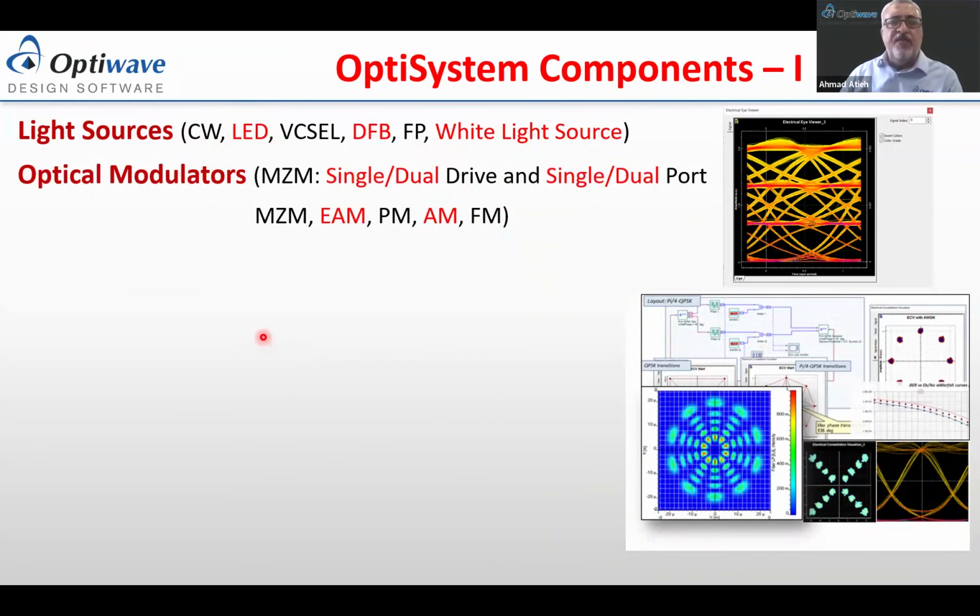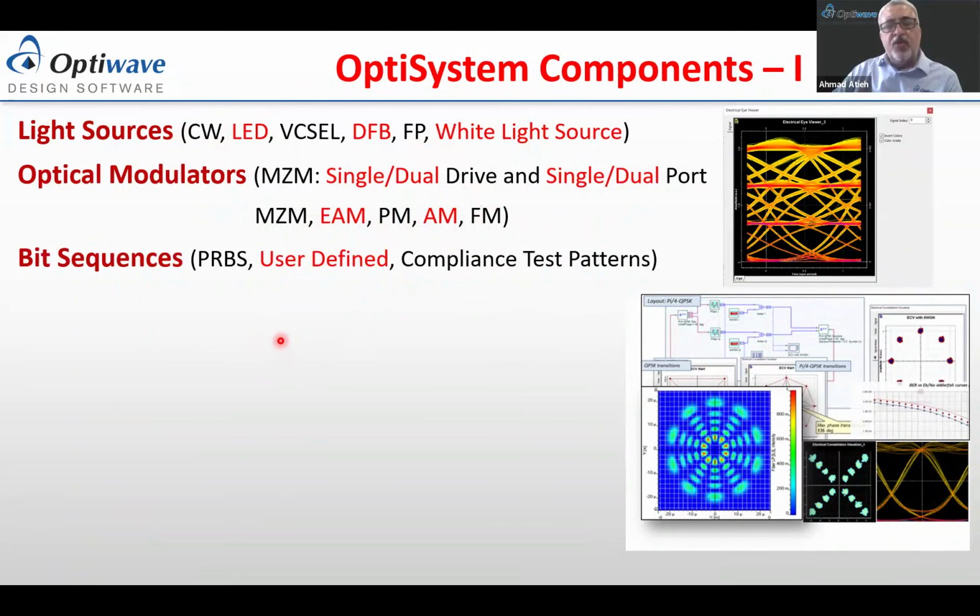There are lots of optical modulators, with Mach-Zehnder modulator analytical models, or you can have other types of modulators with single drive or dual drive, single port or dual port, as well as electro-absorption modulators. There are sources where you can load pseudo-random bit sequences or user-defined bit sequences, coming from, for example, an equipment. You can load that file into OptiSystem and then use it in your simulation. There are test compliance patterns which you use for jitter analysis.